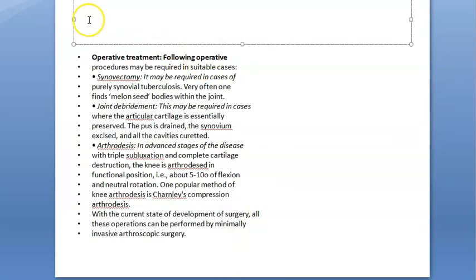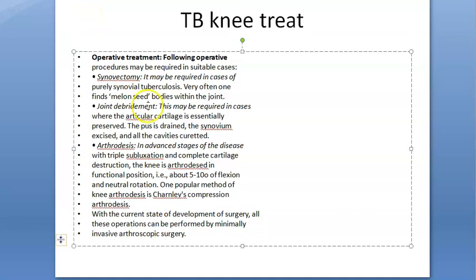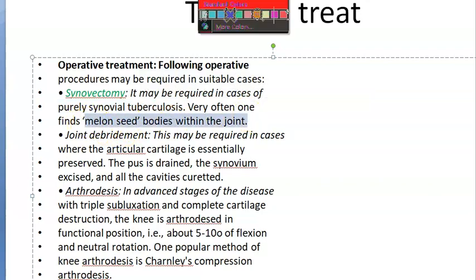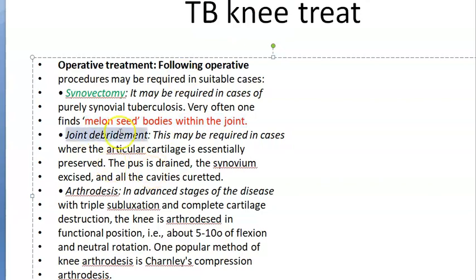Then operative treatment, guys. So you have something here called synovectomy. You can do synovectomy if it is purely a synovial tuberculosis. You will see some melon seed bodies within the joint. Joint debridement you can do.